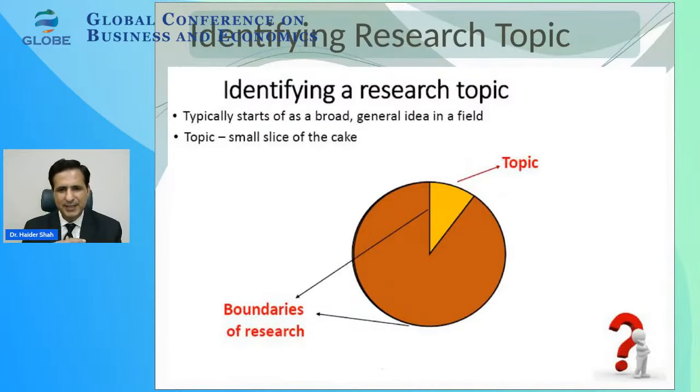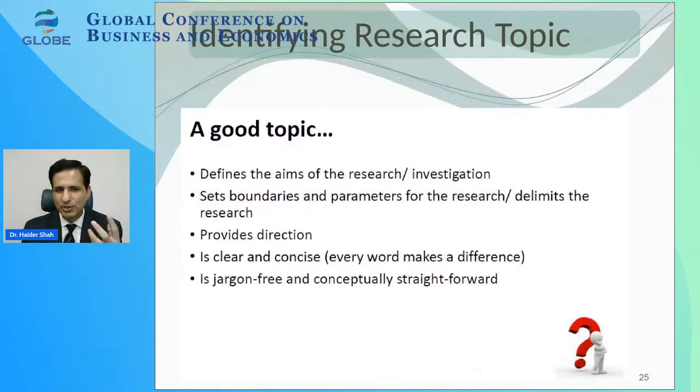Now, identifying the research topic, you can see here that it typically starts as a broad general idea of your field, and the topic is just a small slice of the cake. And what is a good topic? Now we are trying to understand the topic in a deep way, so that we have clarity about what is a good topic and how we can avoid a bad topic, what the characteristics are. Okay, so a good topic defines the aim of the research, what you are trying to investigate.